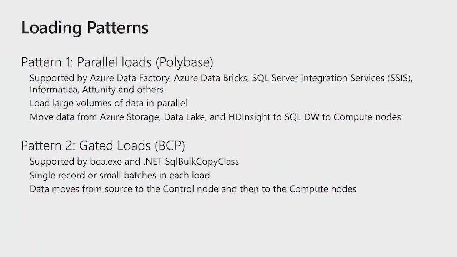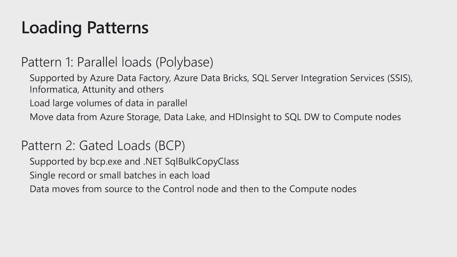The first is batch-based loads or parallel loads into the warehouse. And the second is a gated load or a single-threaded load. There's really two scenarios for those. The parallel loads are for loading large data volumes in parallel. We use a technology called Polybase, which allows multiple nodes to execute the data import in parallel. Very fast, very efficient. It's commonly used by hosting data in Azure Data Lake, Azure Blob Store, and Azure HD Insight that may host that original data, and we're going to ingest it into SQL DW.